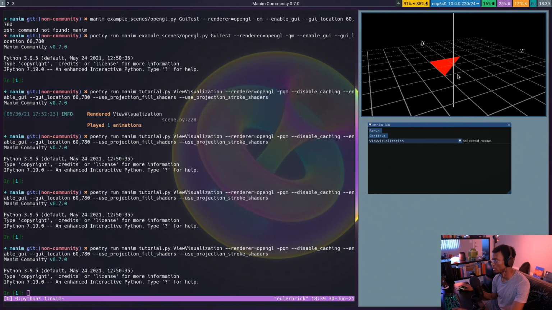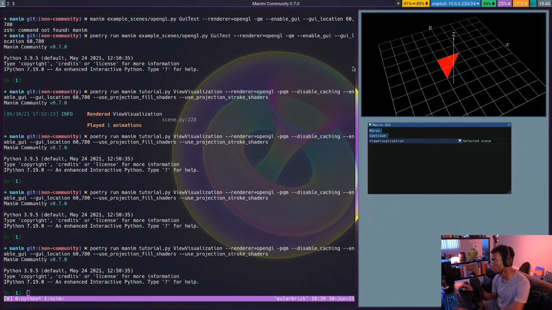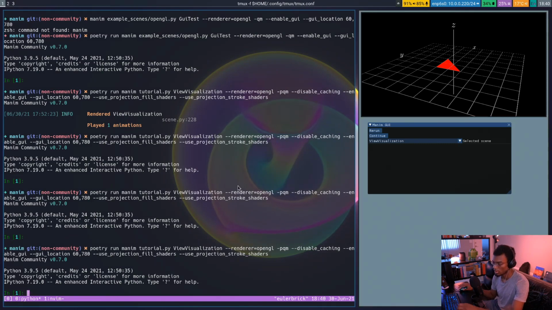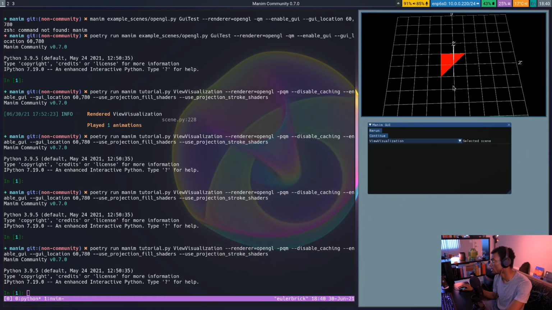Yeah, so I got the labels to face the screen all the time. So that's cool. What I'm gonna be trying to do now is probably just rotate this, show how this interacts with the view matrix.